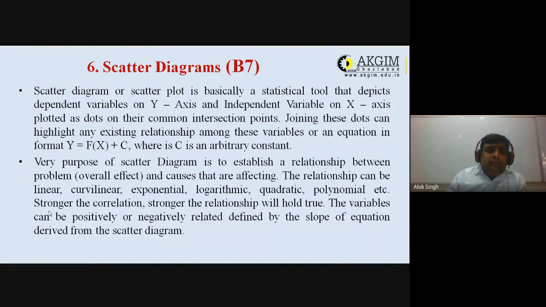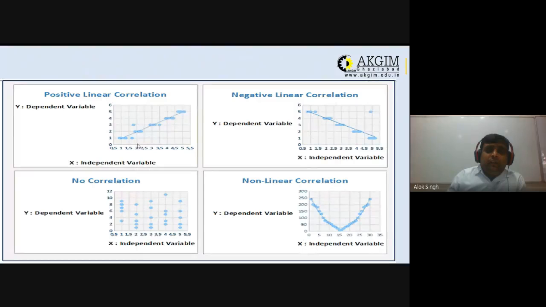Here are some examples, like positive linear correlation. This data shows a positive linear correlation, meaning the data is moving upward. Negative linear correlation means the data is moving downward. Like nowadays, if you see the trend of COVID cases, the cases became lower, and then now they have shifted towards the upper side. So the scatter diagram is used to show the trend of the data.